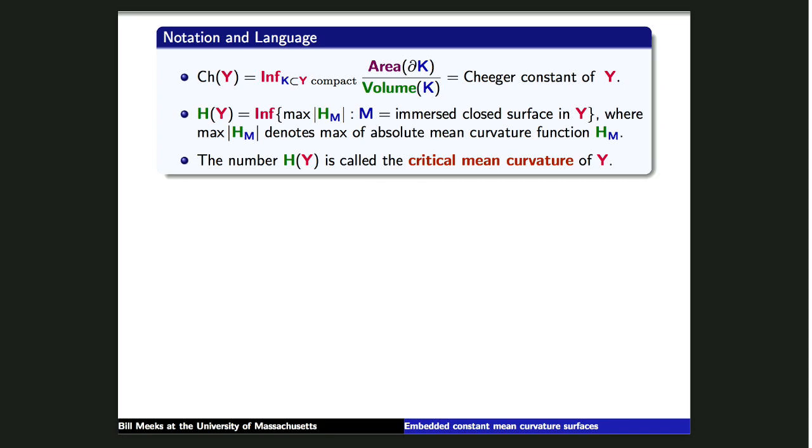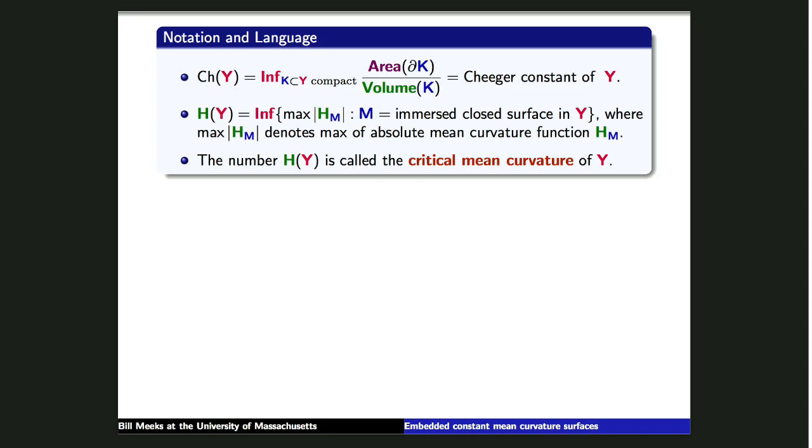So H of M is an infimum on the mean curvature function over immersed closed surfaces inside the space. It's not a minimax. It's some kind of strange thing. It's a way of getting a number. It turns out it's important. You can think of surfaces of constant mean curvature, then this absolute value is just the constant mean curvature. So it's kind of looking for an infimum of those mean curvatures.